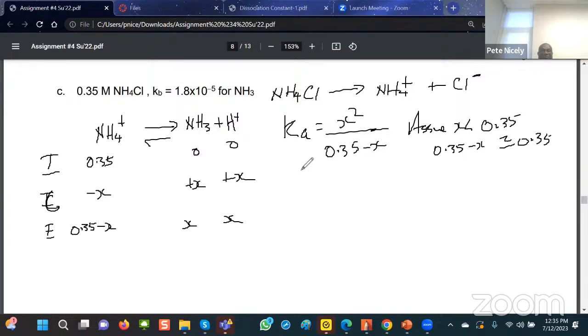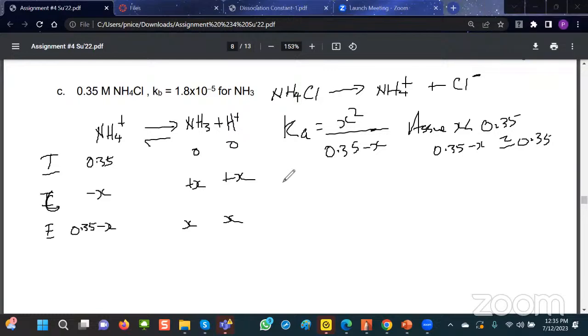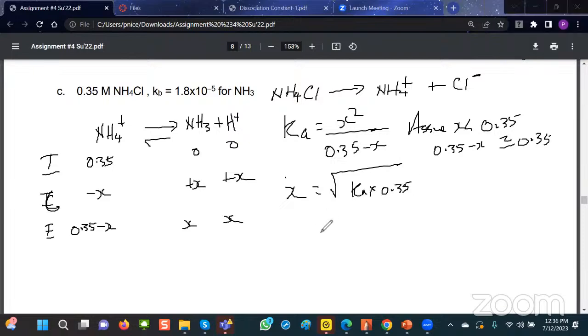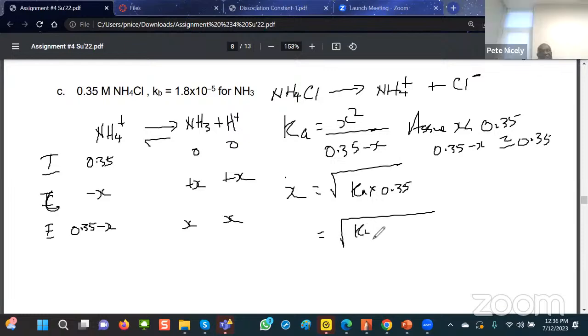Okay, what next? You could write out how you would solve for X, which would be Ka times 0.35. Okay, so X is equal to the square root of Ka times 0.35. What next? You do the relationship between Ka, Kw, and Kb. So you would have Ka equals Kw over Kb. So Kw divided by Kb. Okay, very good. Times 0.35.